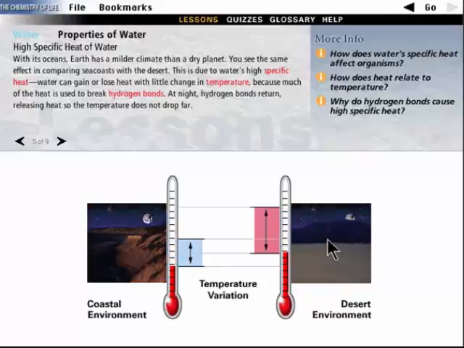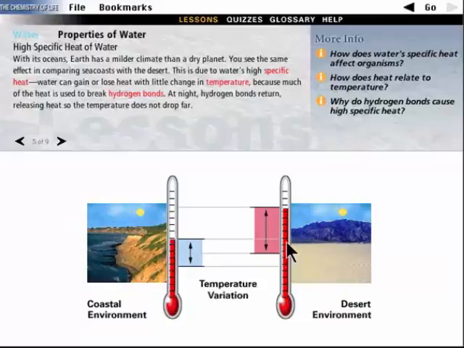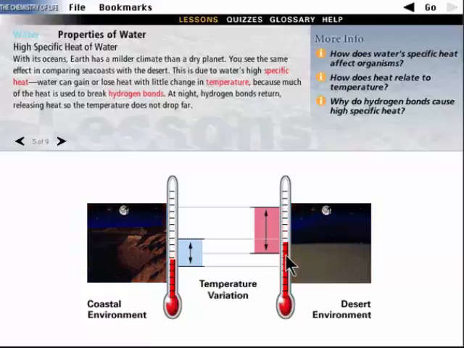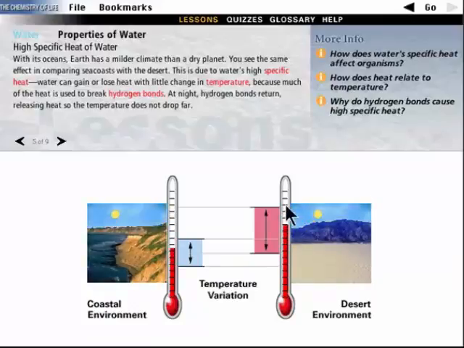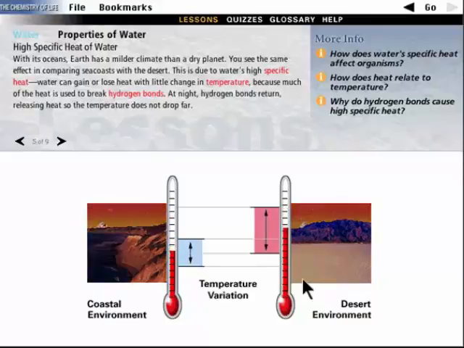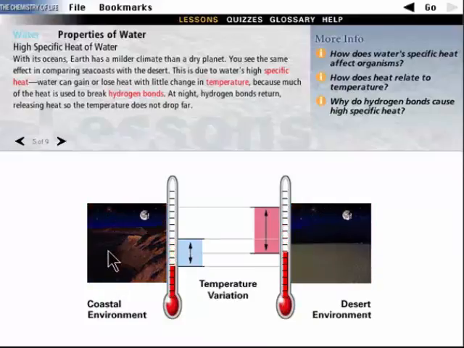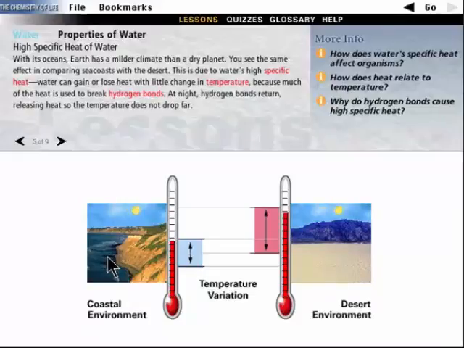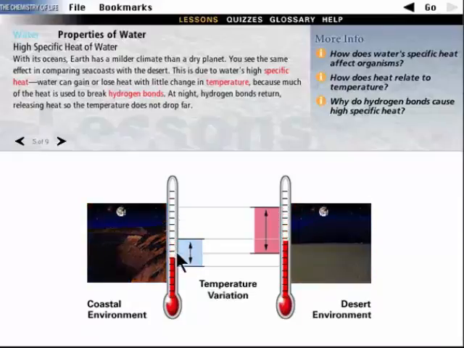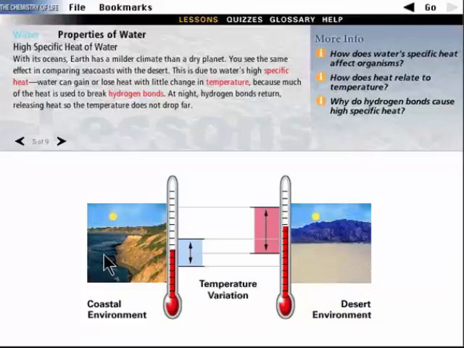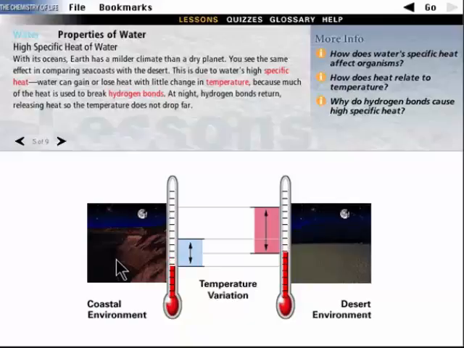What it's showing here is the picture on the right is the desert. And if you notice the huge fluctuation in the temperature, at night it gets very cold, and then during the day it gets really, really hot. That's because there's not much water in the desert to help buffer that. If we're here by the ocean, we've got a lot of water, and during the day this water has trapped a lot of heat. So during the night, when it starts to cool down, the hydrogen bonds in the water start to reform and give off some of that heat. So you don't see those drastic temperature changes because of the specific heat in the water.